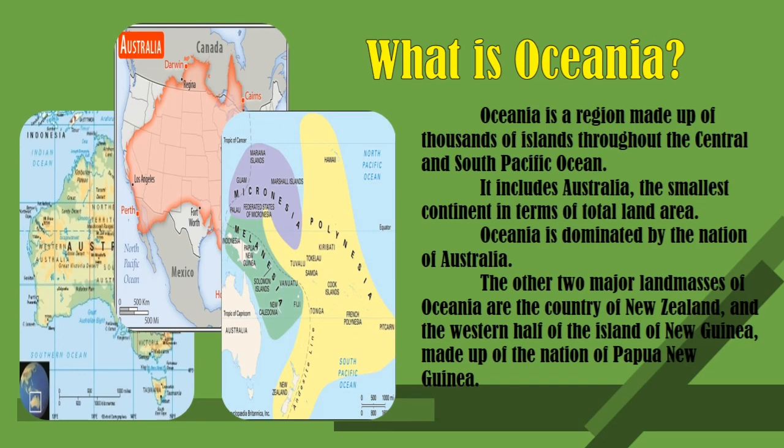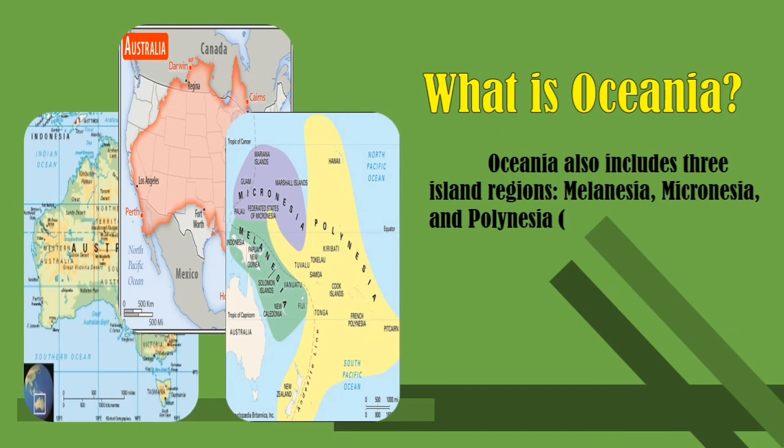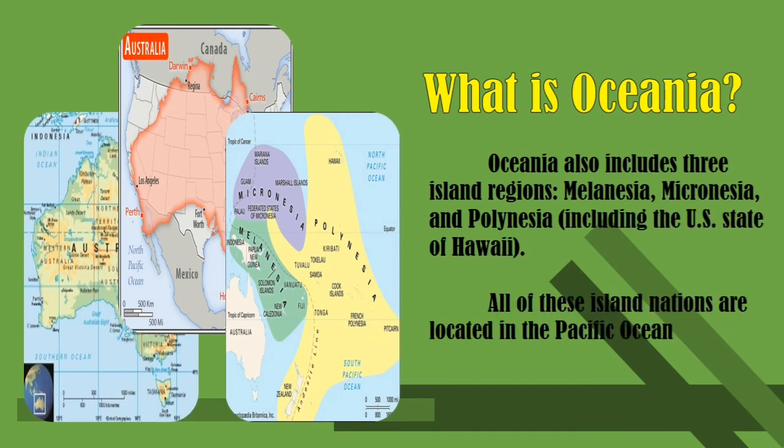Oceania is dominated by the nation of Australia, and the other two major land masses of Oceania are the countries of New Zealand and the western half of the island of New Guinea, which is made up of the nation of Papua New Guinea. Oceania also includes three island regions: Melanesia, Micronesia, and Polynesia, including the United States state of Hawaii. All of these island nations are located in the Pacific Ocean.